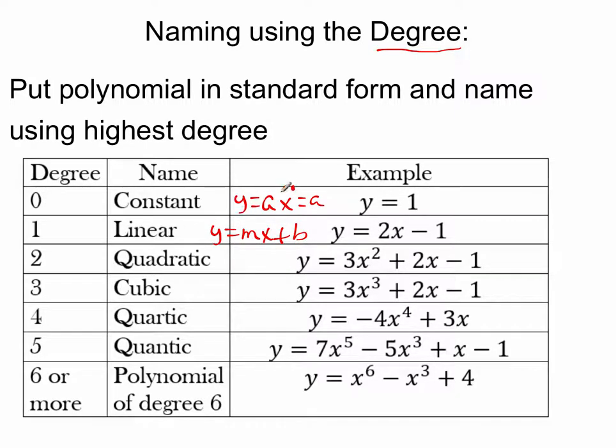This is the form a linear equation will be in, while a quadratic has a highest power of 2. A cubic has the highest power of 3. A quartic has highest power of 4. Quintic has degree 5. And after that, we're done with naming them specific names. We just call them polynomials of degree. So if it's a polynomial of degree 6, if it's y equals x to the 7th, that would be polynomial of degree 7, etc.